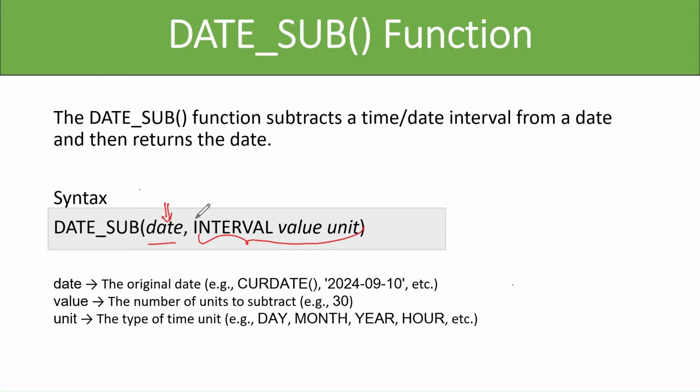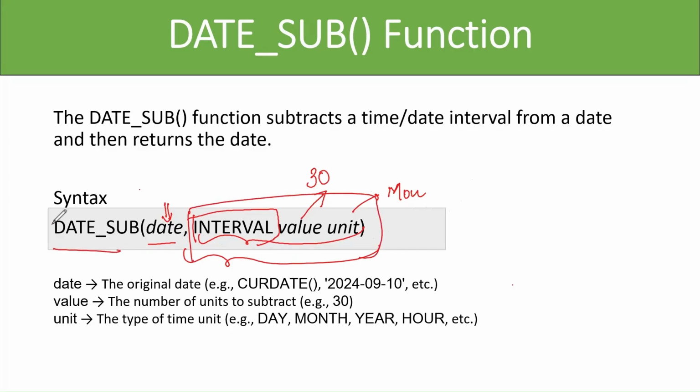Now what is this? Interval is a keyword. Value is, let's say you want to go 30 days behind, so here you'll say 30. And unit can be month, day, hours, minute, second, etc. I'll show you the documentation of this part also.